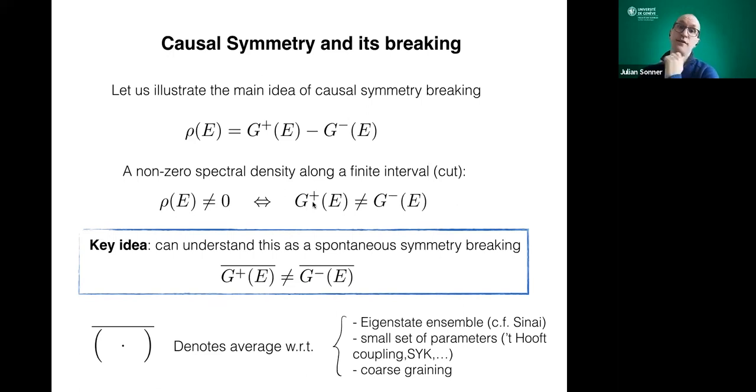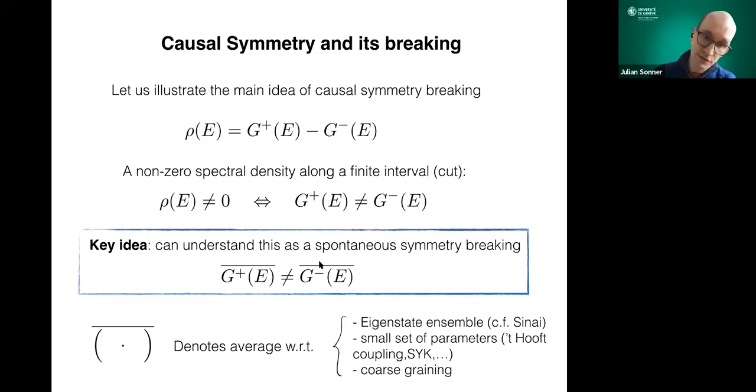So if the advanced causal sector and the retarded causal sector were entirely equivalent, this is what we call causal symmetry, then the spectral density would have to be 0. Let me add one point because sometimes I get questions. When I say 0, I mean 0 almost everywhere, which means I do allow poles, but not branch cuts. However, necessarily, if it is non-zero along a finite support in an interval, then these two sectors must be inequivalent and this causal symmetry must be broken.